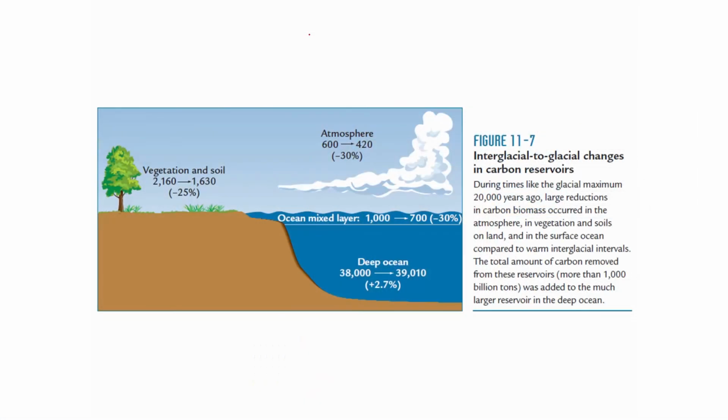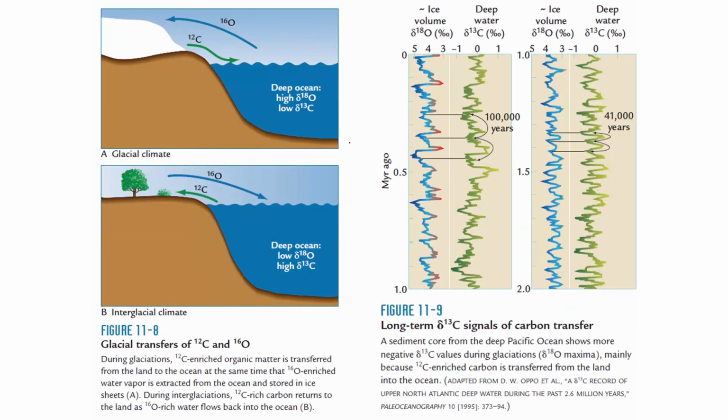So, here are the glacial to interglacial changes in reservoirs. You are reducing carbon dioxide during the glacial times. So, you reduce it by about 25% on land, you reduce by about 30% in the surface ocean, but in the deep ocean you increase it by about 3%, in the atmosphere you reduce it by about 30%. So, this is kind of the complex story, and you can see that the delta O18 value corresponding to the ice volume and the delta C13 of the deep water are very much in phase.